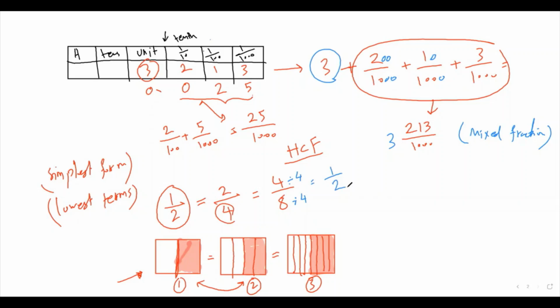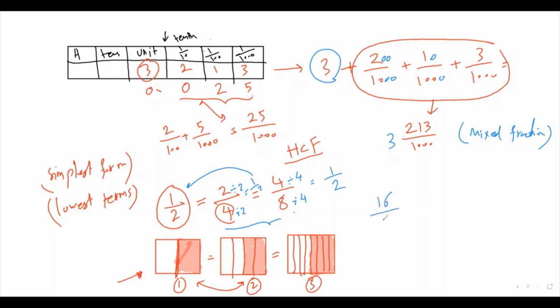And same thing here. What is the HCF of 2 and 4? It's 2, right? The largest number that the top and bottom can be divided by. And if I do that, again, I get half. So the simplest form of these fractions is half.